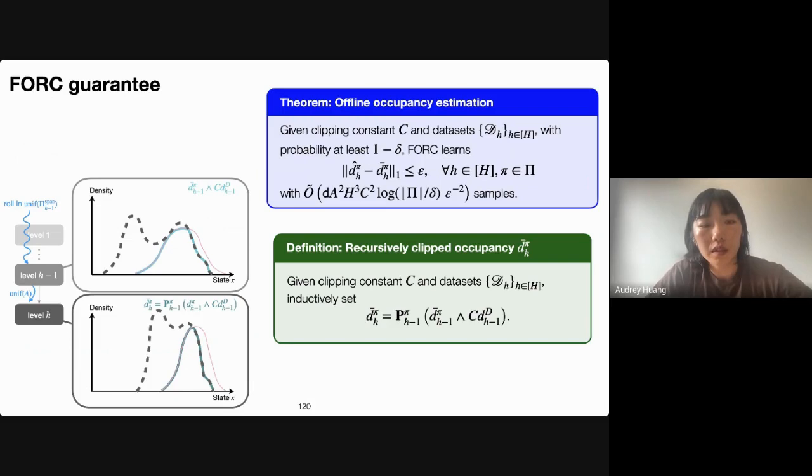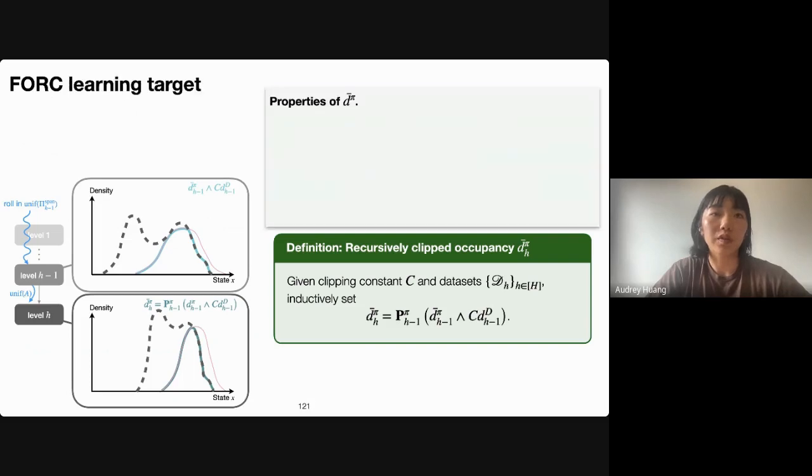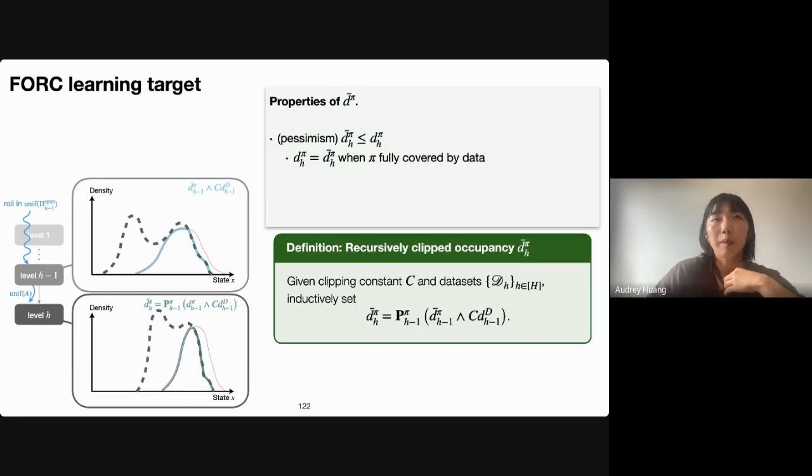And then before relating this to the proof for the online algorithm itself, I want to highlight some properties of this d bar that will become important later in the analysis. The first is that d bar pi is never larger than d pi, with equality under full coverage. So when the rewards are non-negative, this gives d bar pi some kind of pessimistic flavor because it only represents a portion of the policy's full visitation.